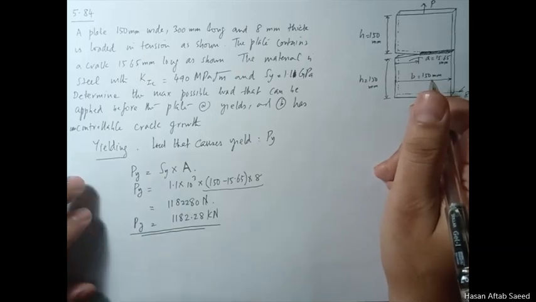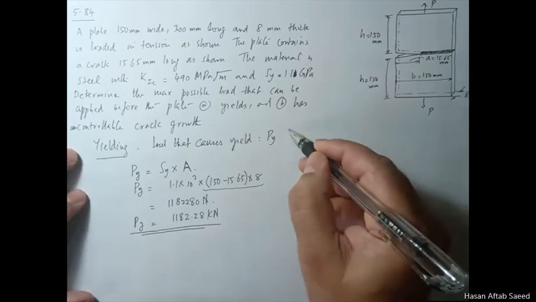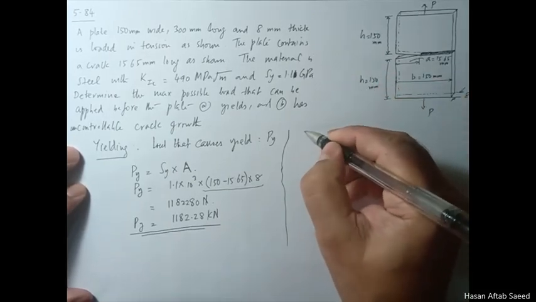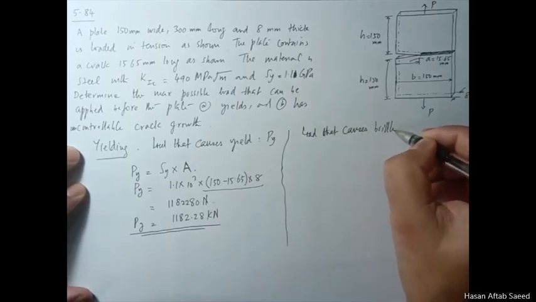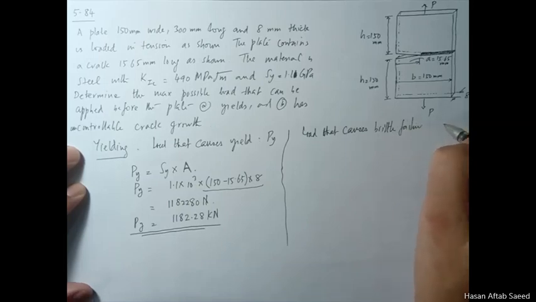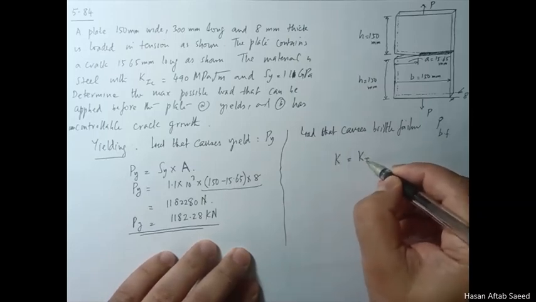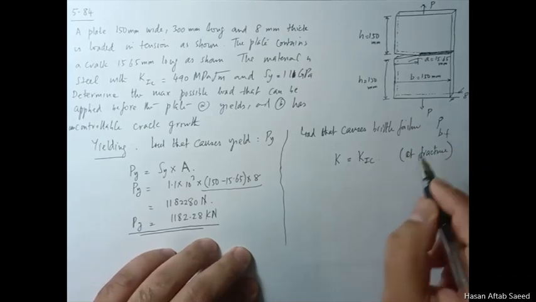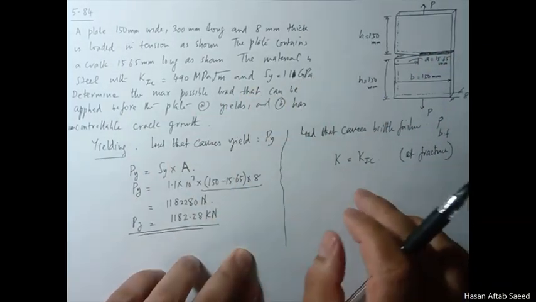Now what about the second possibility, uncontrollable crack growth? When uncontrollable crack growth happens, let's call the load that causes brittle failure PBF. When does that happen? That happens when K becomes equal to K1C at fracture. Now if this happens before the whole of the section has yielded, then it won't be a ductile failure, it will be a brittle failure.